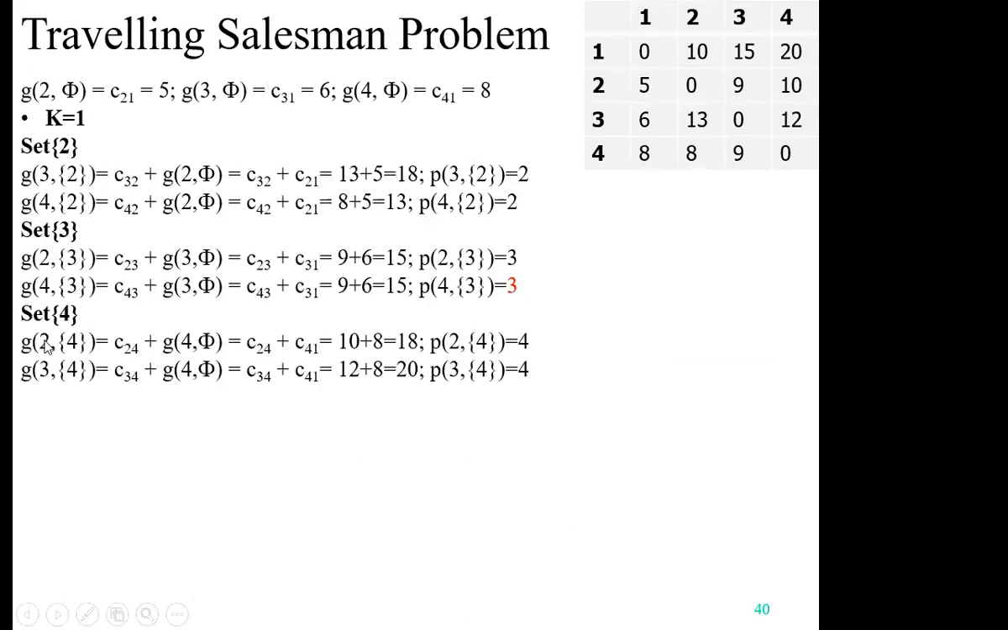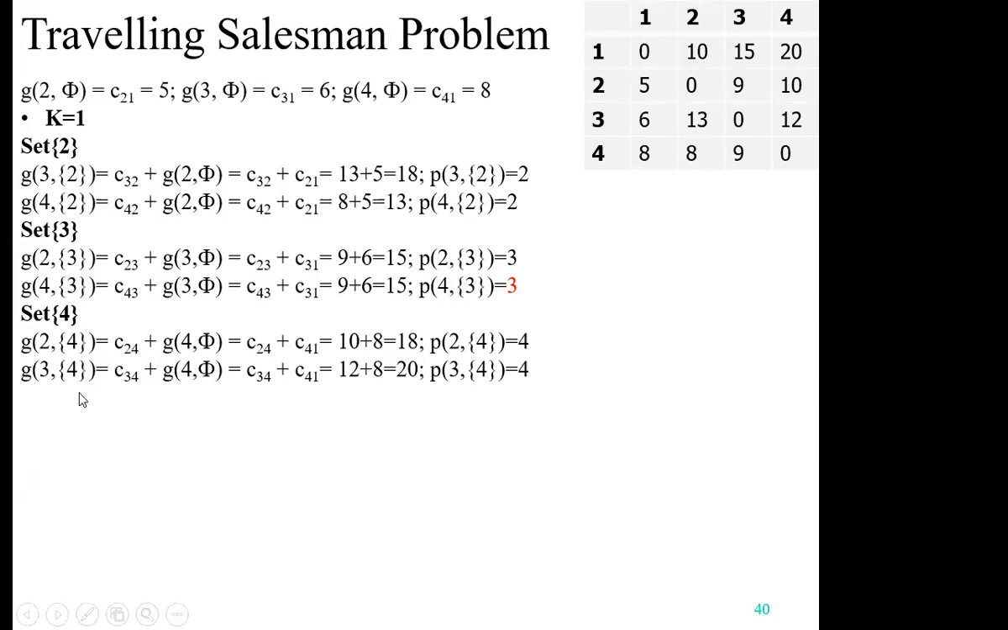So this is the same example that is mentioned here. C25, G25, 3 phi and 4 phi. The next step is we have to consider a single vertex in the set. So k value is 1. And that is why we are considering 2, we are considering 3, and we are considering 4. The distance of 2 with 3 and 4, the distance of 3 with 2 and 4, as was coming in the graph, the distance of 4 with 2 and 3.